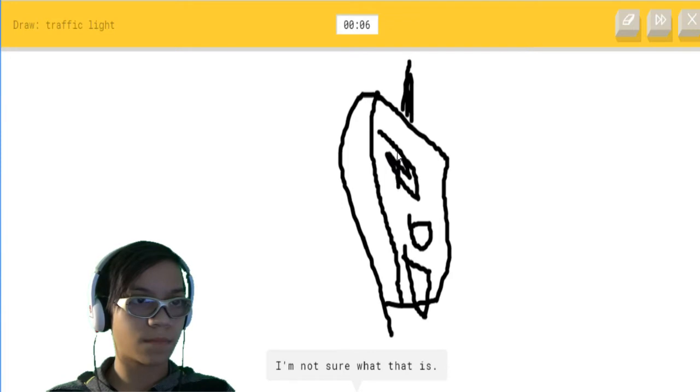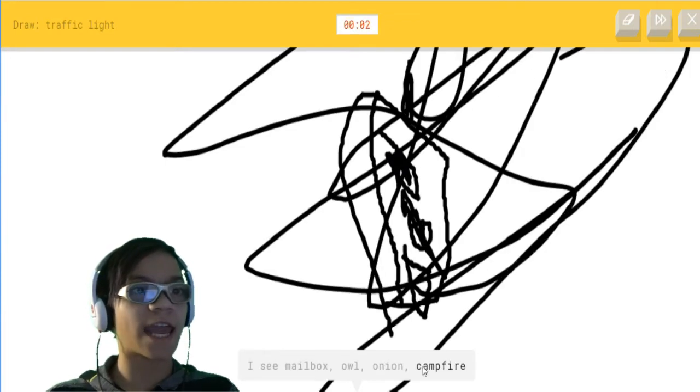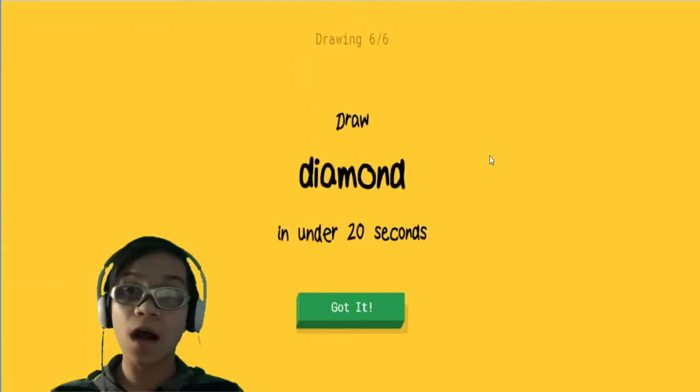I'm not sure what that is. I see mailbox. Or owl. It's a traffic light! Or mosquito. A traffic light! Sorry, I couldn't guess it. Or the Great Wall of China.